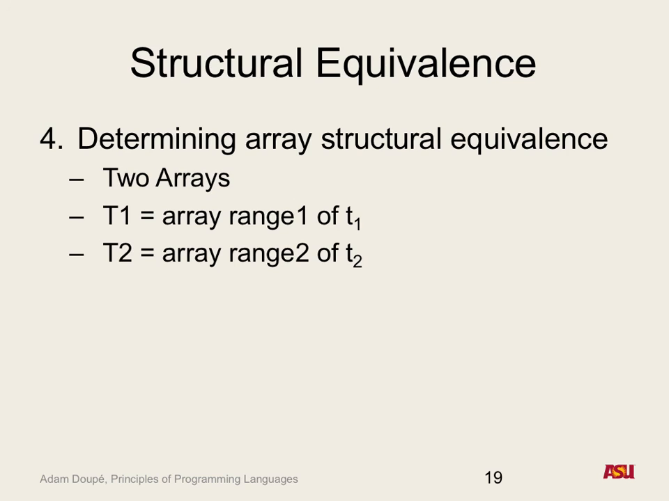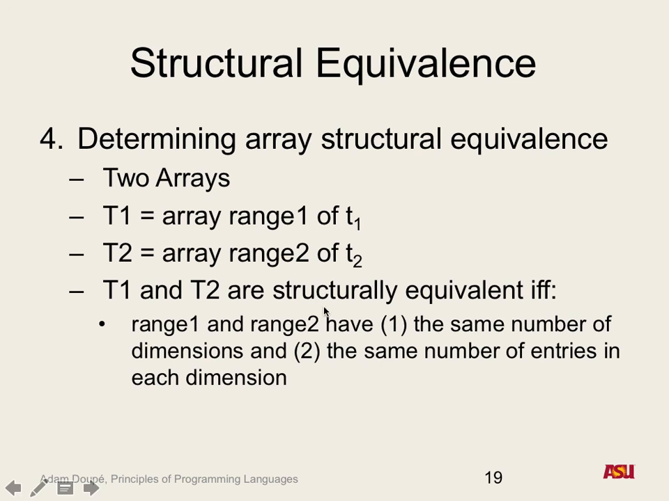What do we want to be true about their types? The types of the elements in the arrays. Structurally equivalent. Yes, they should be structurally equivalent as well, right? So the range is the same number of dimensions, same number of entries in each dimension, which is a fancy way of saying the same. And T1 and T2 are structurally equivalent.